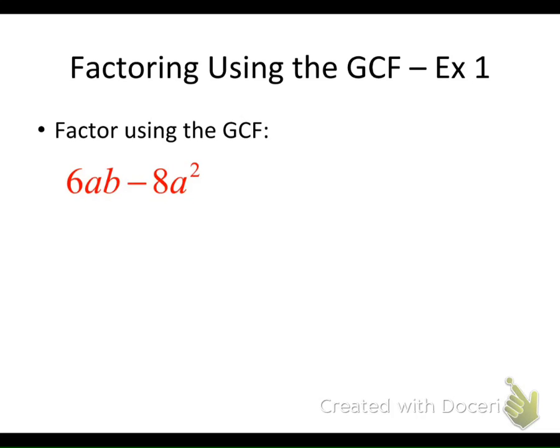From here, it says factor using the greatest common factor. So we're going to have to find the greatest common factor of these two terms. Now, when I say terms, all that means is the numbers and variables that I have up here. I know I have two because I have one operation sign, 1, 2. Okay? So factor using the greatest common factor. So I know I'm going to start factoring by using a factor tree.